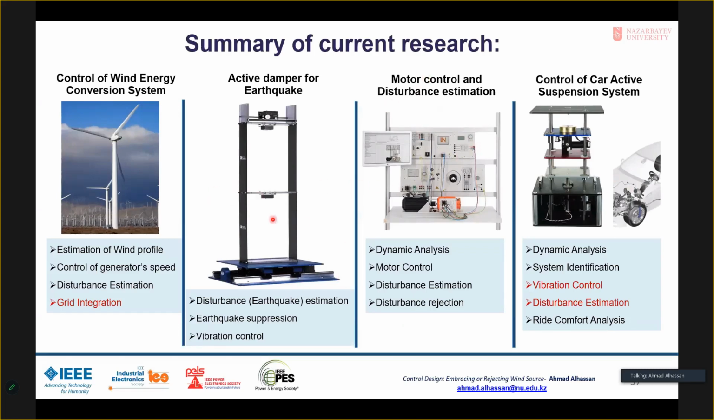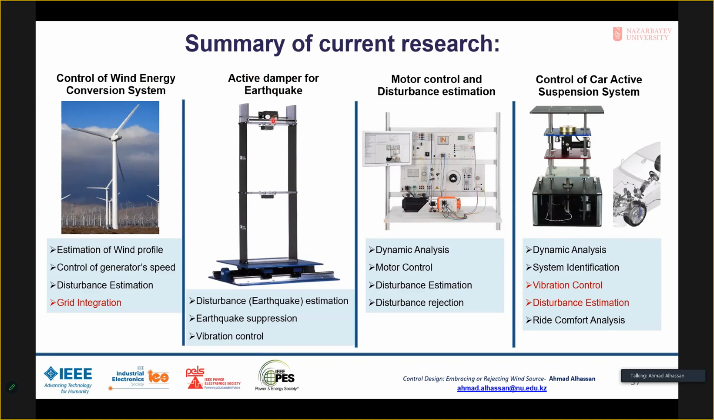The first thing is based on the wind energy conversion system. Here, we estimate the wind, we can control the generator speed, and we need to do estimation of the disturbance. The current work is more concerned about integration, how we integrate our system with the grid or with other renewable energy sources like solar.